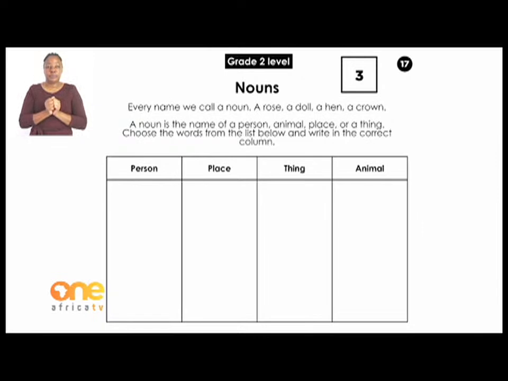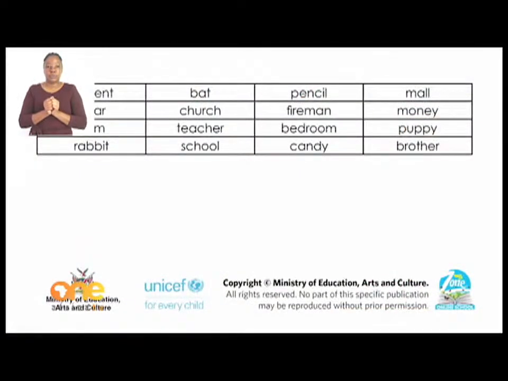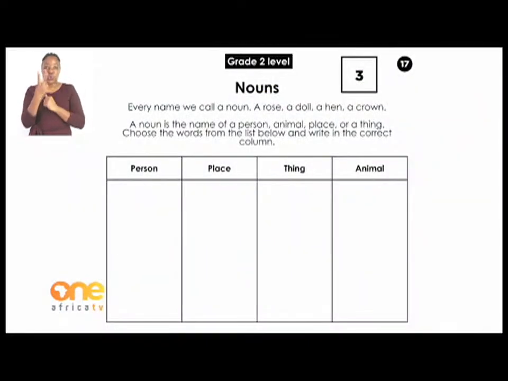Let's move on to the next word in the word box, bat. Now there are two types of bats, but I think the bat we are looking at is a creature. Now a creature can't be a person, a bat can't be a place, a bat can't really be a thing in this case, but a bat is an animal. So I'd like you to write the word bat in the column animal.